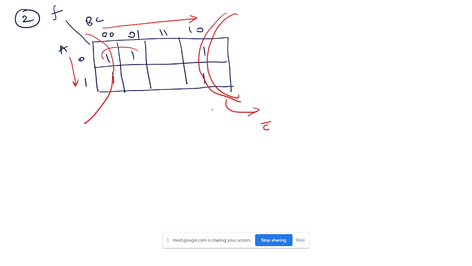Then you can take one pair here and that will complete covering all the ones, right? So what is this? A is A bar, then B bar. Okay. So if I combine these two, A bar, B bar plus C bar, right? That's the answer. Okay. That's very straightforward. Let's go to the next problem.